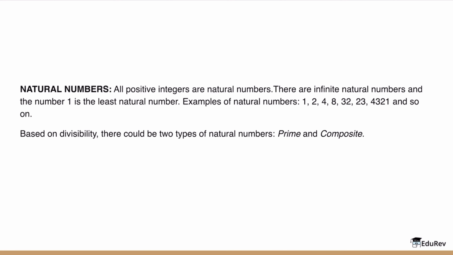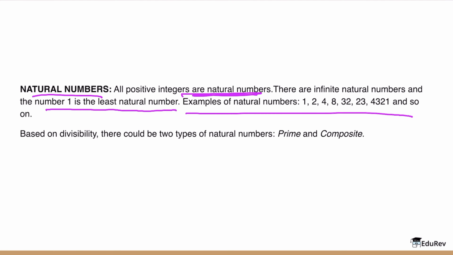So when I come to natural numbers, what are natural numbers? All positive integers are natural numbers. There are infinite natural numbers and the number 1 is the least natural number. And what are examples of natural numbers? 1, 2, 4, 8, 32, 3, 7, 10, 11, 20, 17, 99, 100 and so on. So there are so many examples of natural numbers.